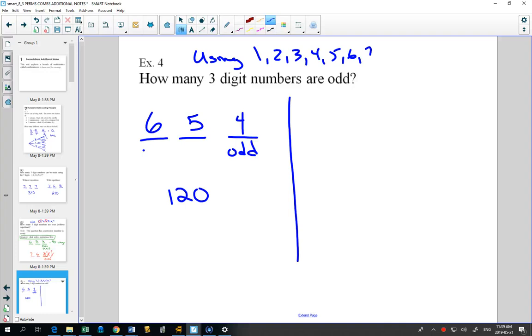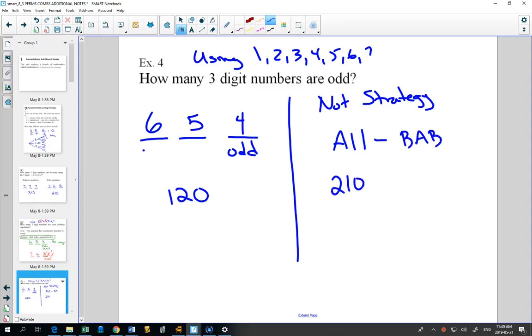Another strategy that we're going to be using, I call it the not strategy, because you count what you don't want instead of what you want. You count all the bad cases and subtract them from all the cases. Does that make sense? If you have all, which we calculated earlier, 210, and you subtract the bad ones, which in this case would be the even numbers.